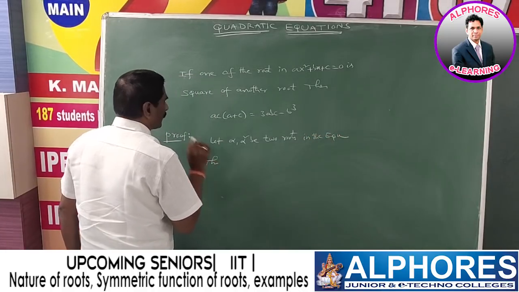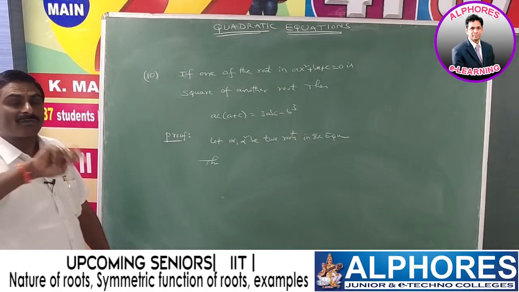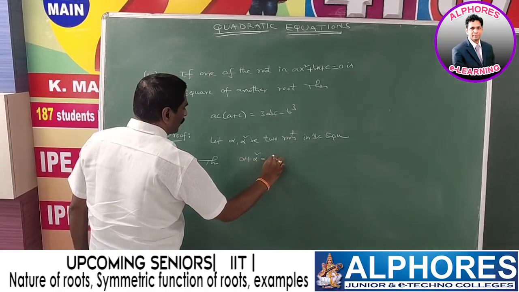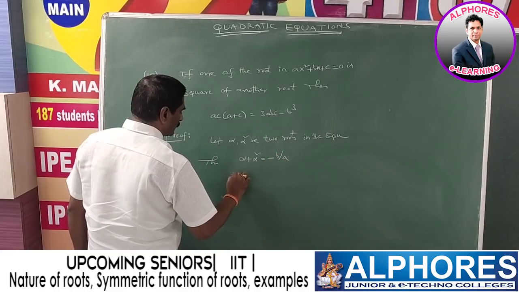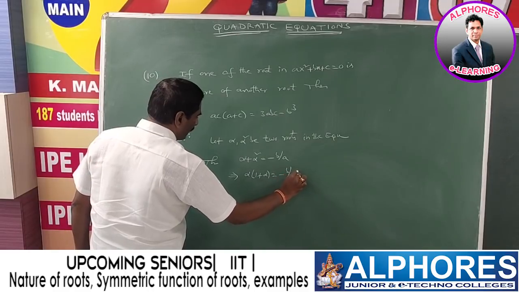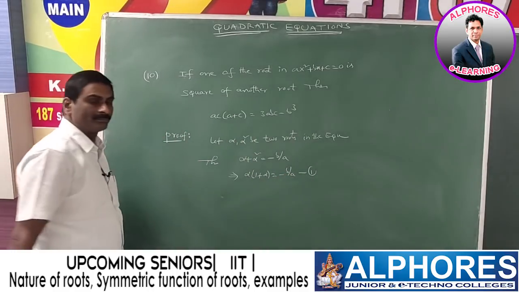Then we know that the sum of the roots is minus b by a. That means alpha plus alpha square is equal to minus b by a. That implies alpha into 1 plus alpha is equal to minus b by a. It is equation number 1.